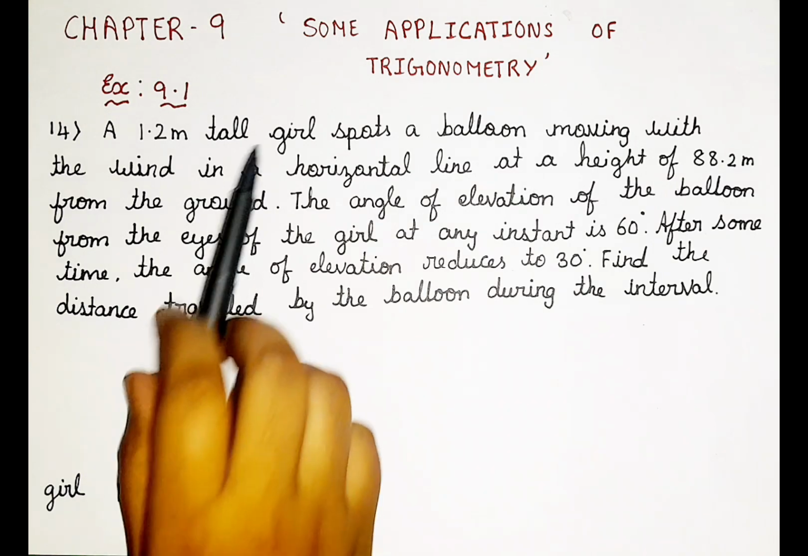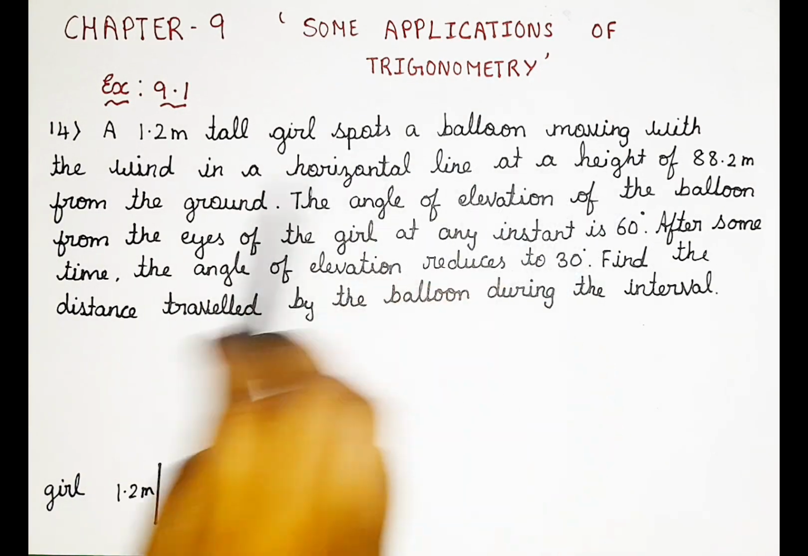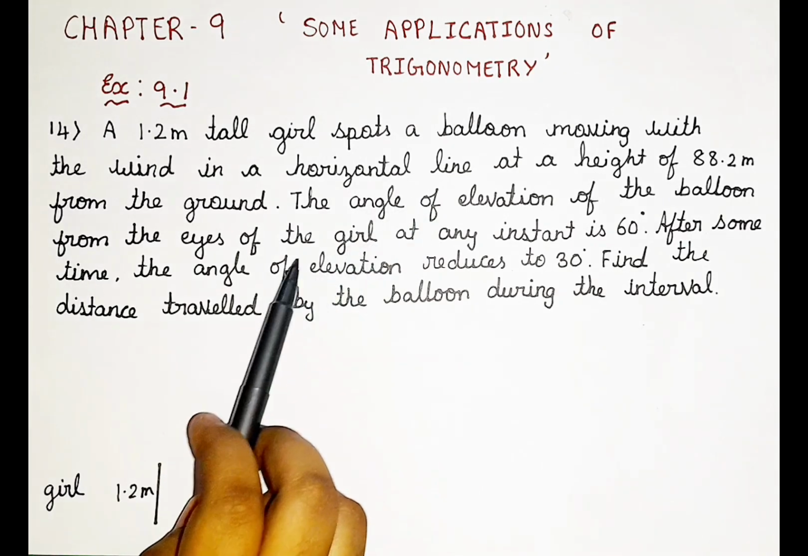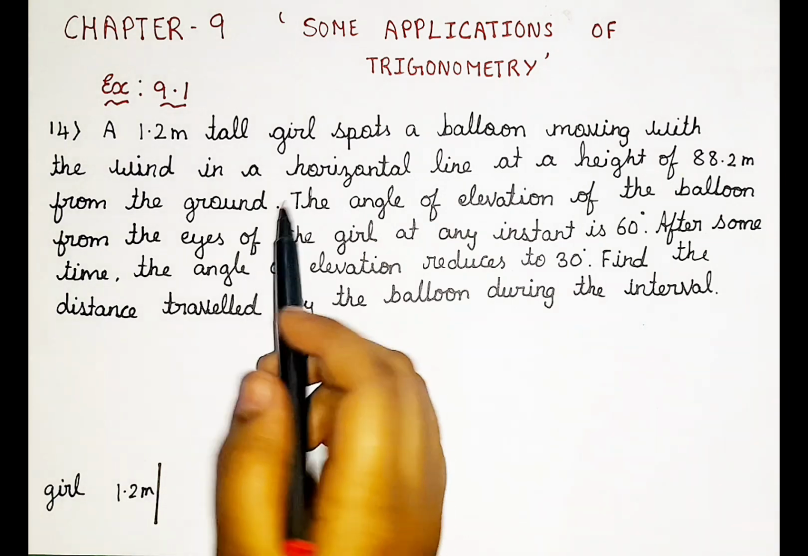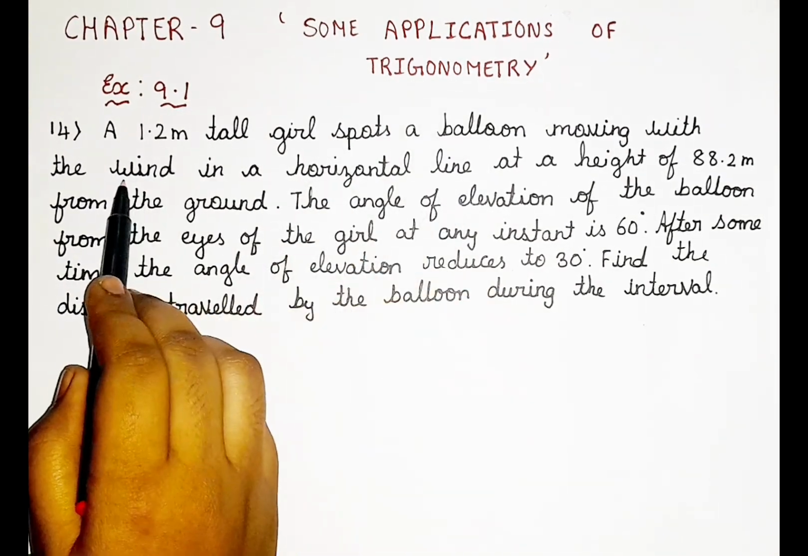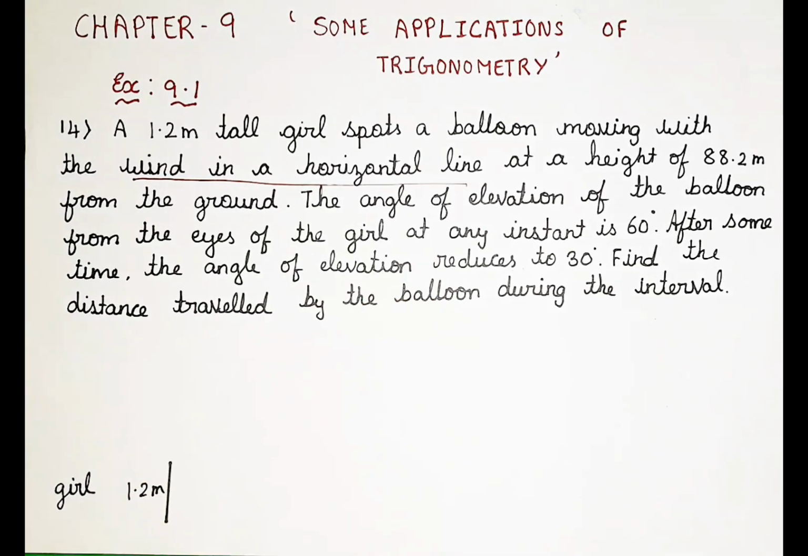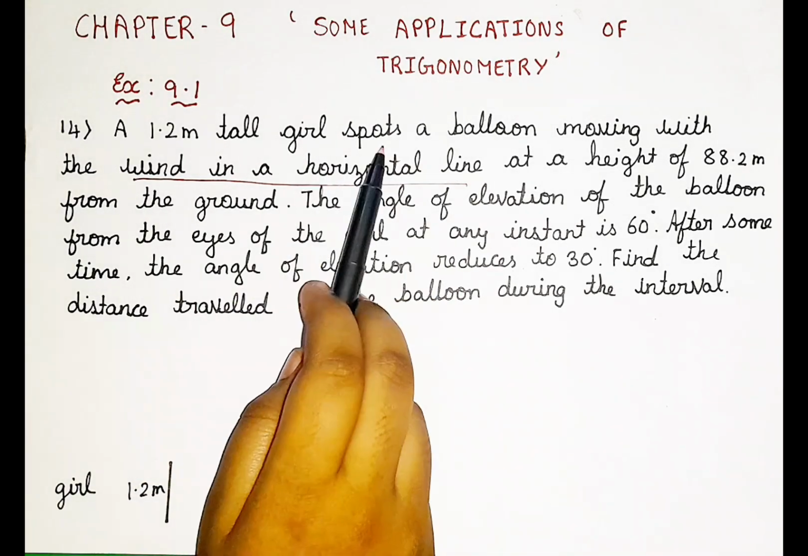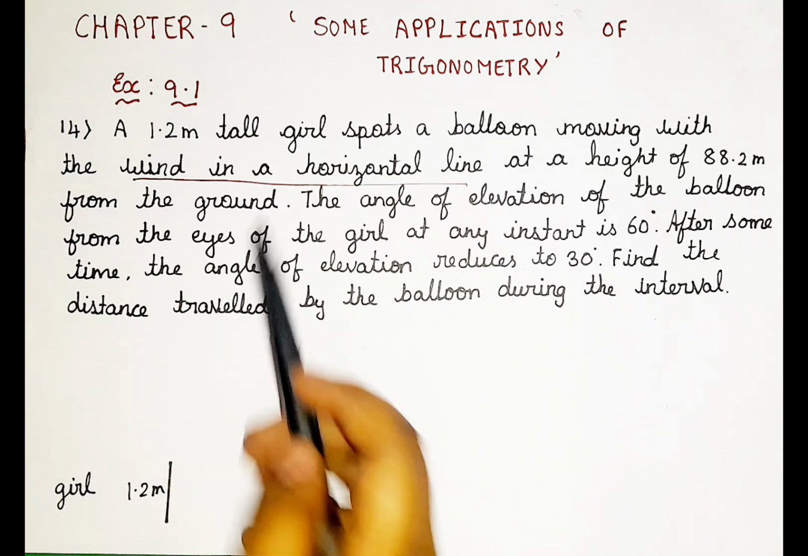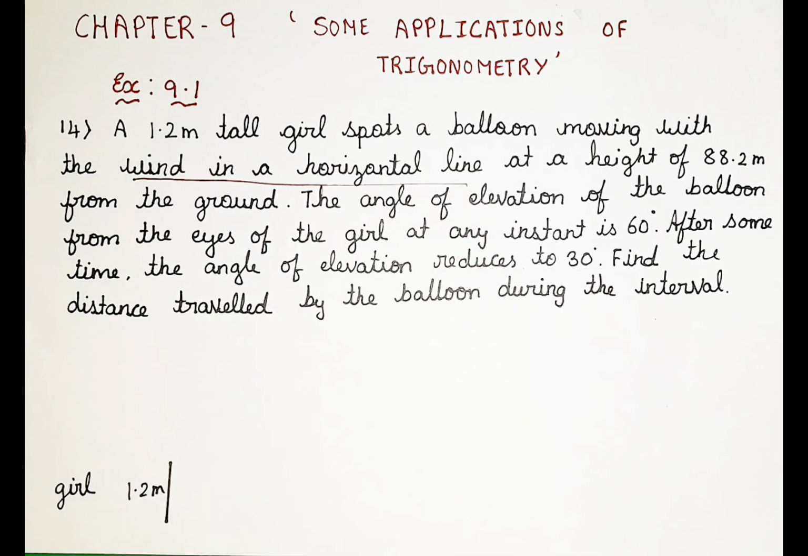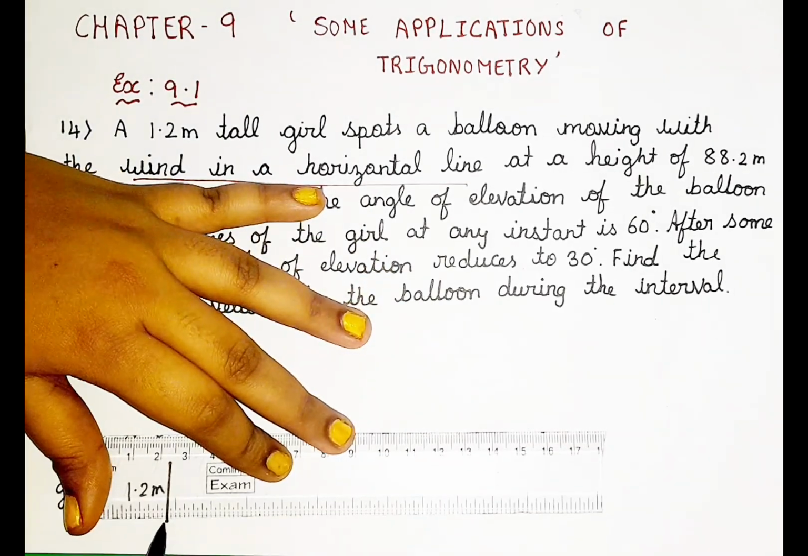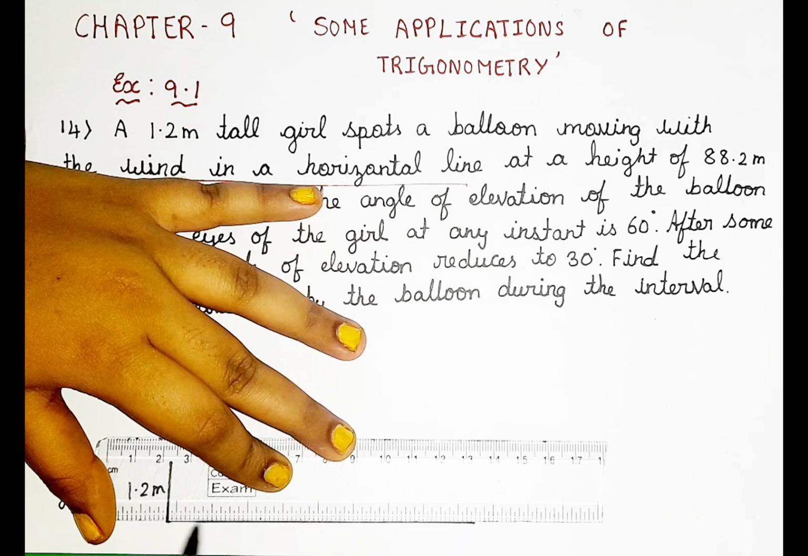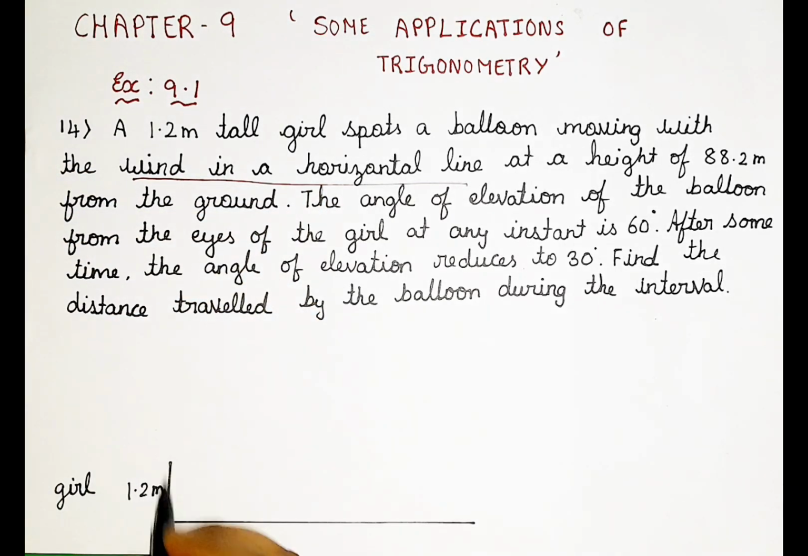So that girl spots a balloon moving with the wind in a horizontal line. Here you're supposed to focus on this sentence properly. So till here we just solved it, isn't it? There is a girl, she is 1.2 meter tall. Now let us draw the line here that represents ground level. So this is the ground level, and this is that girl, 1.2 meter tall.